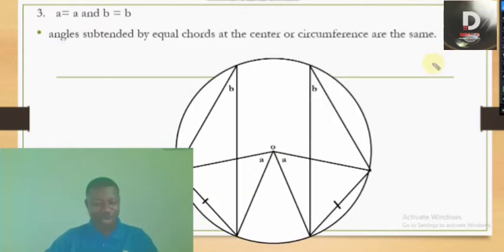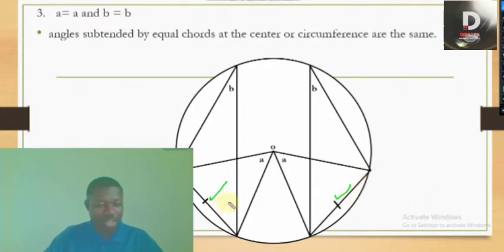Yes, we are still on chord, right? We are still on property of chord, and you are seeing how they work. What do these marks stand for? These two marks, can you see? It means those lines are equal and they are chords. Can you see? They are chords.